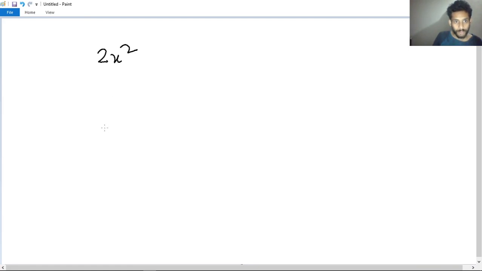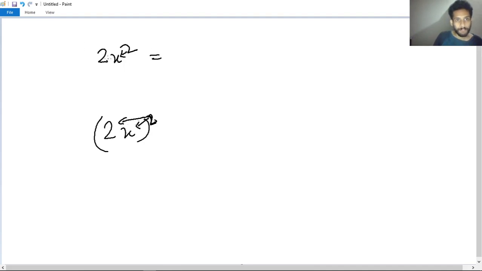This one and this one, these two are different. When you write this part, this square here, this means the square is on only x. The square is with x. But when you write in this way, the square is with this also and this also.